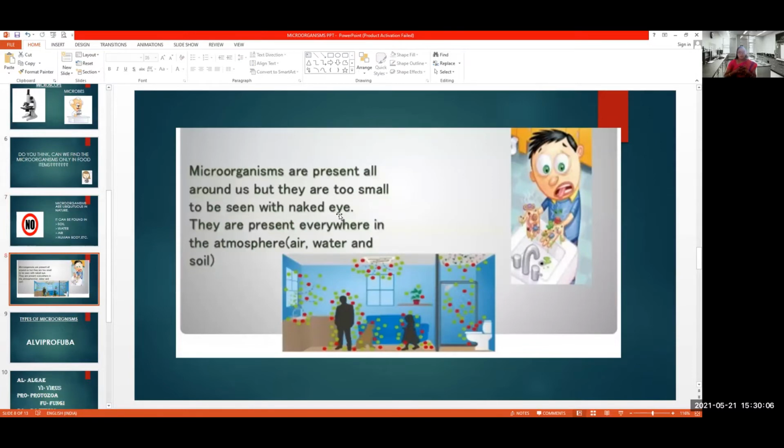Now, microorganisms are present all around us, but they are too small to be seen with the naked eye. They are present everywhere in the atmosphere, air, water, and soil. I think from this picture, you can understand that the microorganism is present everywhere. Yes or no? Yes.